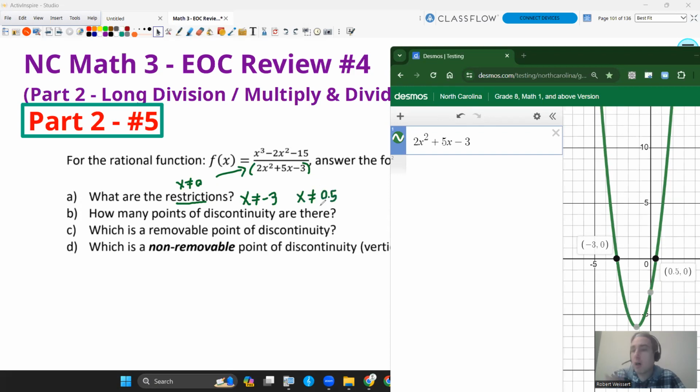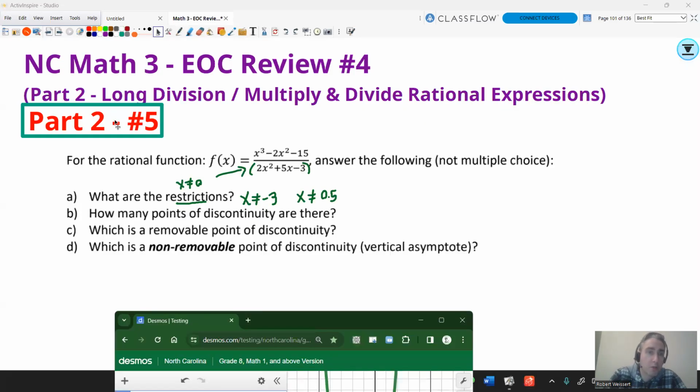And so my domain would be all real numbers except those two values. How many points of discontinuity are there? Same thing. There are 2 of them. So the 2 restrictions are your points of discontinuity. So your restrictions, x cannot equal those numbers. There are 2 points of discontinuity, and those are the same thing.